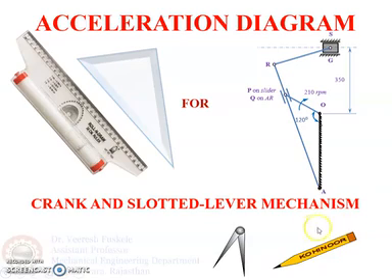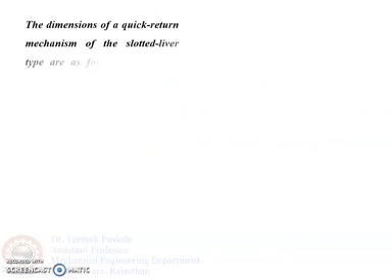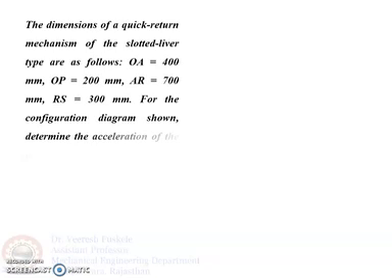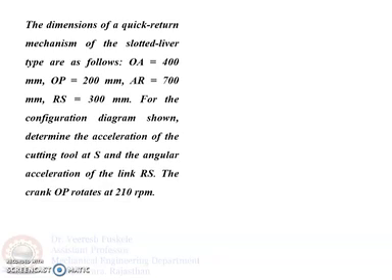So for this we take up a problem which is similar to the previous problem as taken in the velocity diagram. The dimensions of a quick return mechanism of the slotted lever type are as follows. OA is equal to 400 mm, OP is equal to 200 mm, AR is equal to 700 mm, RS is equal to 300 mm. For the configuration diagram shown, determine the acceleration of the cutting tool at S and the angular acceleration of the link RS. The crank OP rotates at 200 rpm.